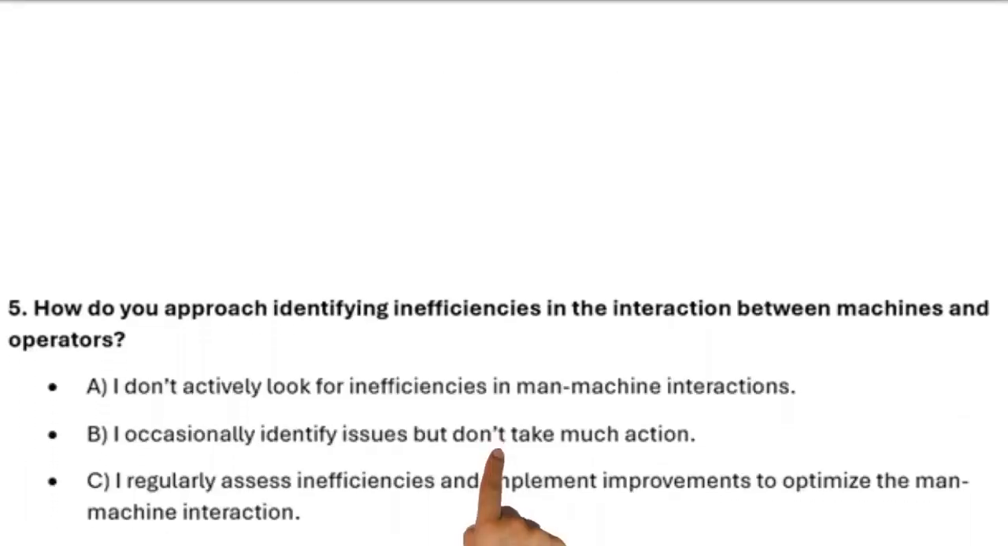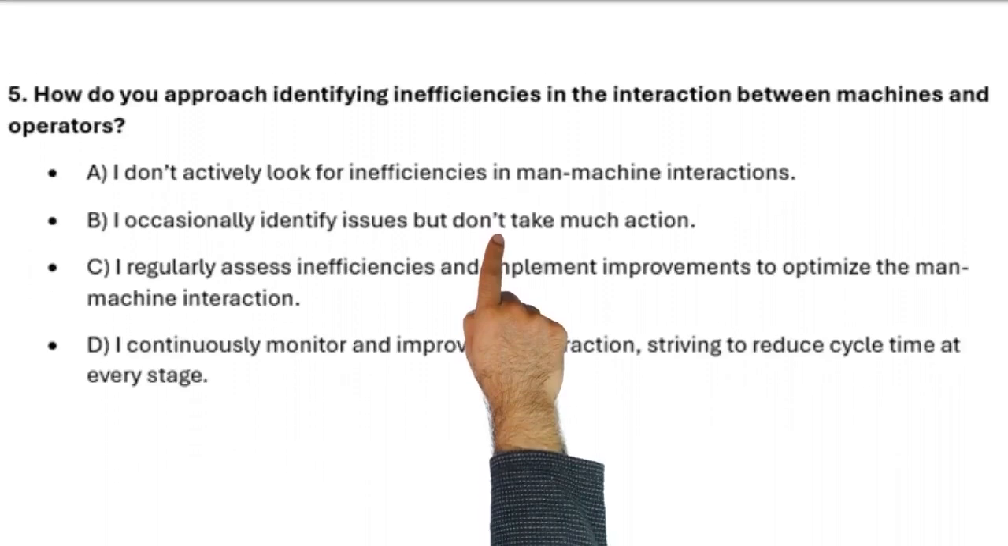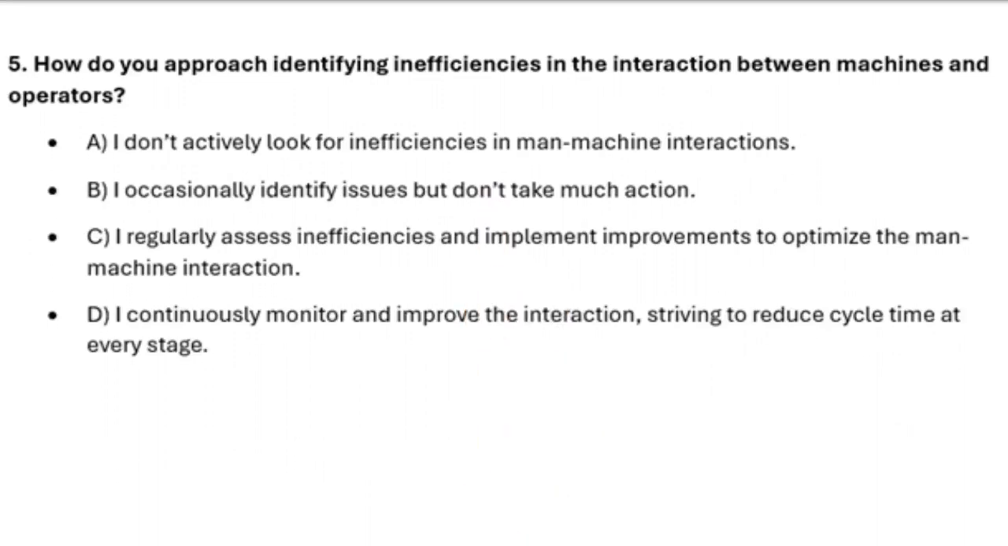5. How do you approach identifying inefficiencies in the interaction between machines and operators? A. I don't actively look for inefficiencies in man-machine interactions. B. I occasionally identify issues but don't take much action. C. I regularly assess inefficiencies and implement improvements to optimize the man-machine interaction. D. I continuously monitor and improve the interaction, striving to reduce cycle time at every stage.